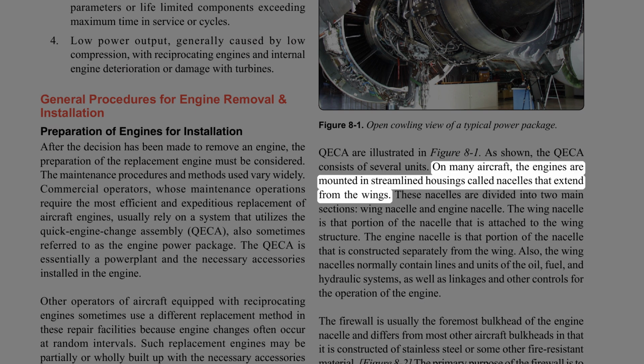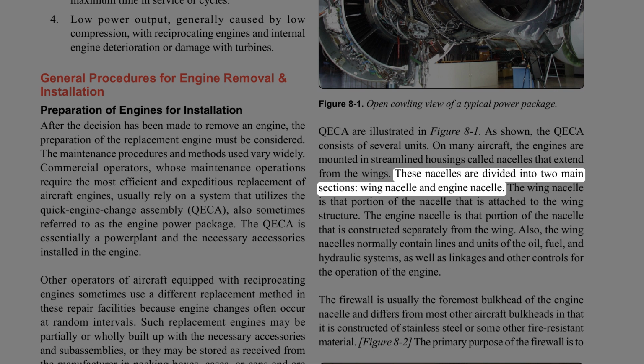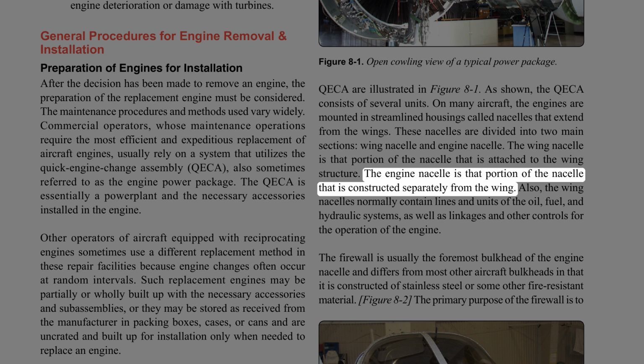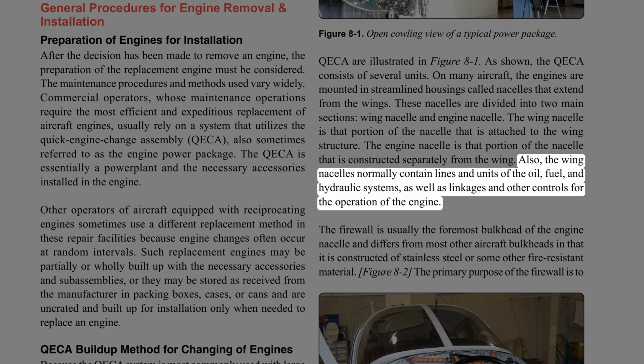On many aircraft, the engines are mounted in streamlined housings called nacelles that extend from the wings. These nacelles are divided into two main sections: wing nacelle and engine nacelle. The wing nacelle is that portion of the nacelle that is attached to the wing structure. The engine nacelle is that portion of the nacelle that is constructed separately from the wing. Also, the wing nacelles normally contain lines and units of the oil, fuel, and hydraulic systems, as well as linkages and other controls for the operation of the engine.